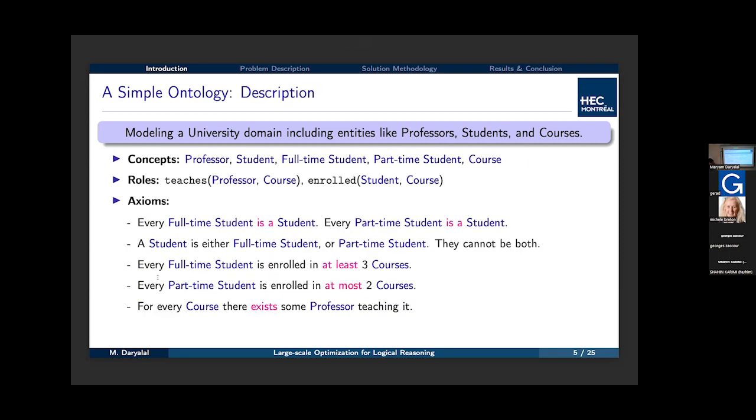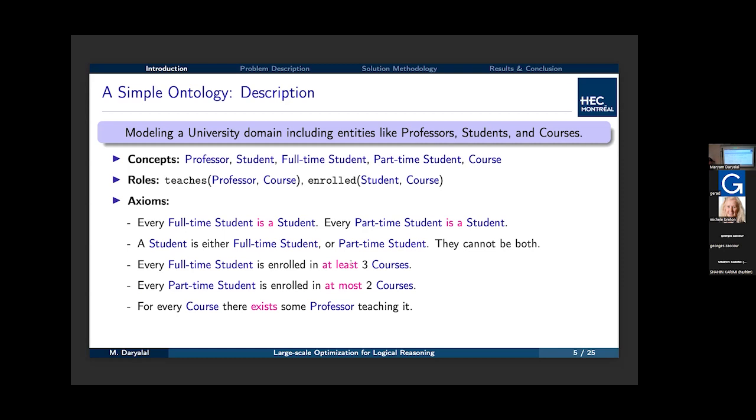Another type of information that we can represent using these description logic languages in an ontology is number restrictions. This is where we come into play as optimization people. Here I have: every full-time student is enrolled in at least 3 courses. That's one of the rules at one of our programs, the master program. If you want to have full-time status, you need to be enrolled in 3 courses.